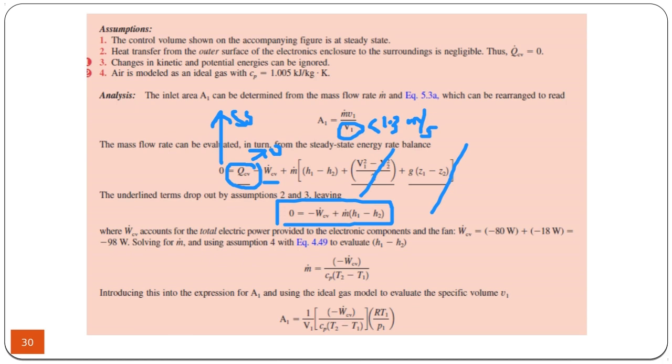So from here we can obtain the m dot. Until now we don't know what m dot is, the mass flow rate of the air for cooling. M dot can be written in terms of work and in terms of enthalpy, because remember that enthalpy change is Cp times delta T from last week. So this is the enthalpy change.